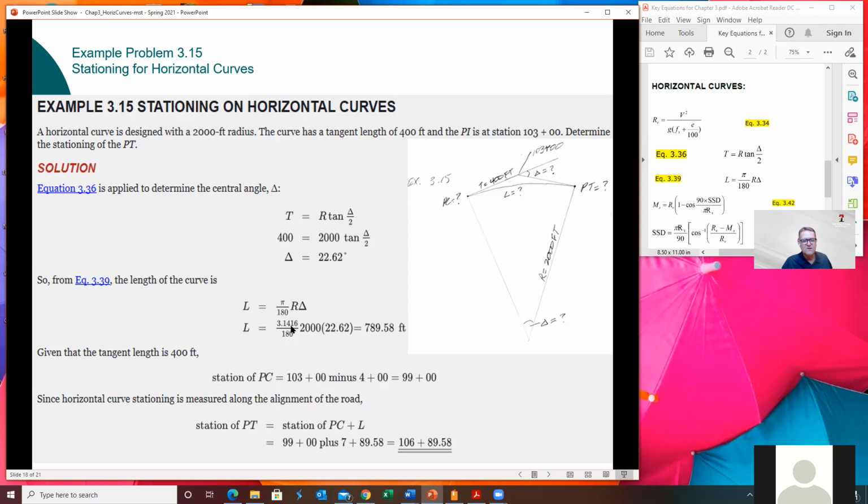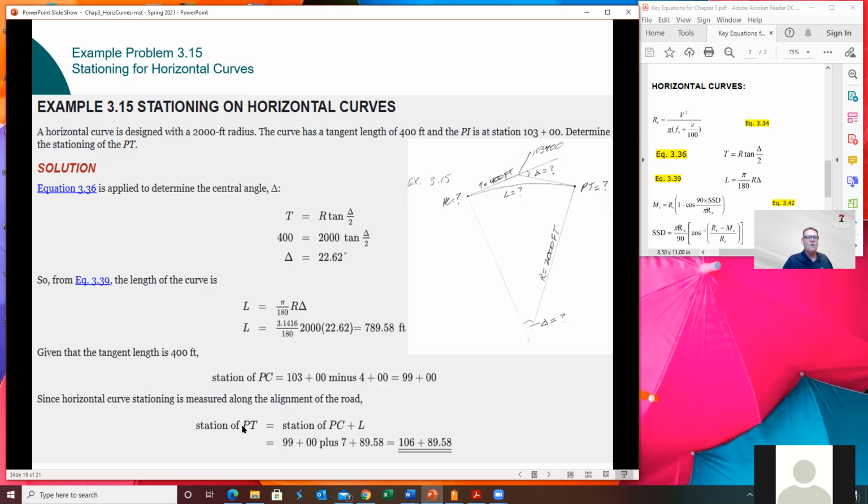A lot of times people just use 3.14 for pi, and they use 3.1416, whatever. Most calculators have pi in them, so you can use that. So in any event, we'll just say it's 789.58.